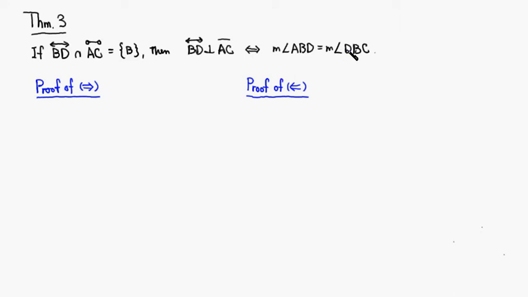Right, so since this is an if and only if statement, we have to do each implication separately. So let's do that. Alright, so here, let's do this implication. So we assume that line BD is perpendicular to segment AC. Right? So this is given.